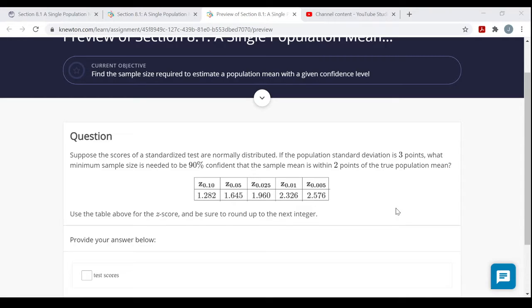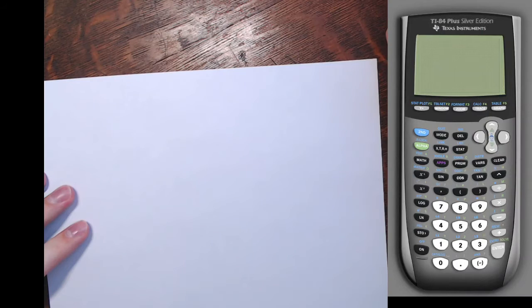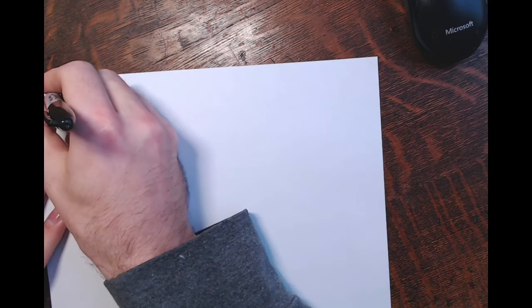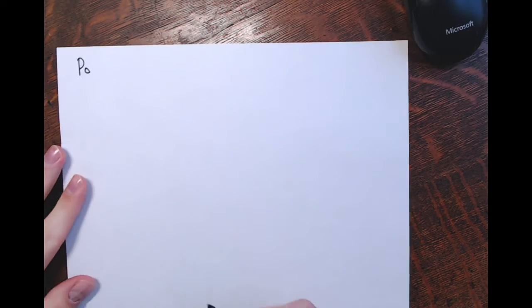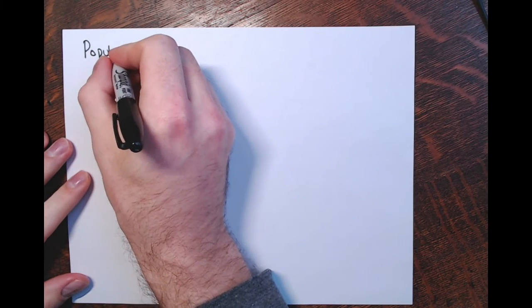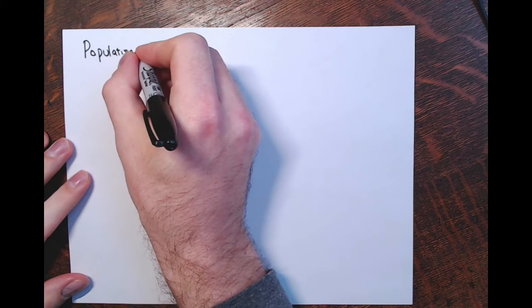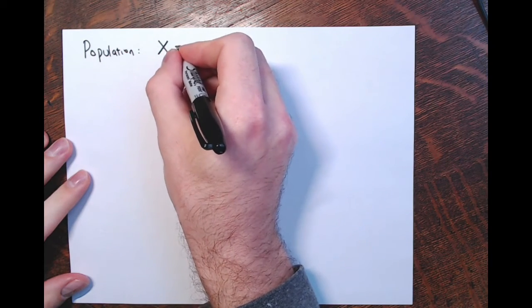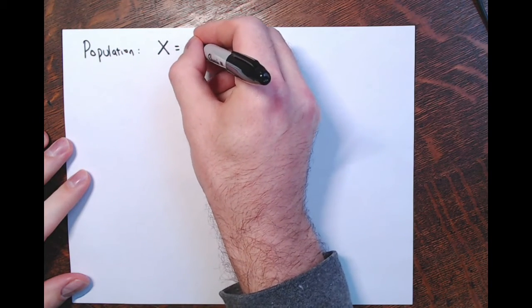Alright, so I'm going to draw some pictures here. I'm going to take you to a piece of paper and we'll talk about all this. So we have our population. We have this population of all test scores, all standardized test scores for all students. That's the population. And let's say variable x represents these test scores.